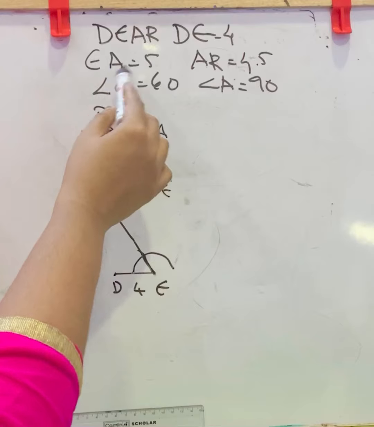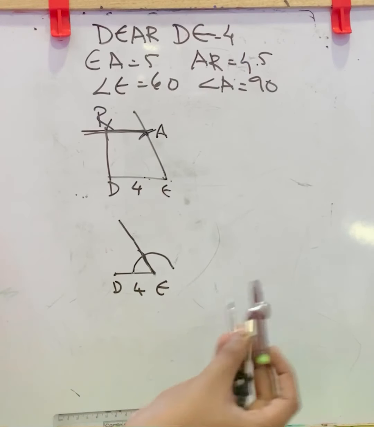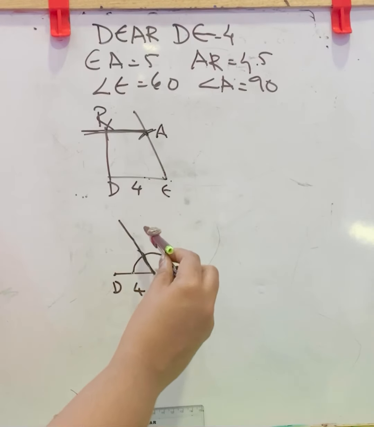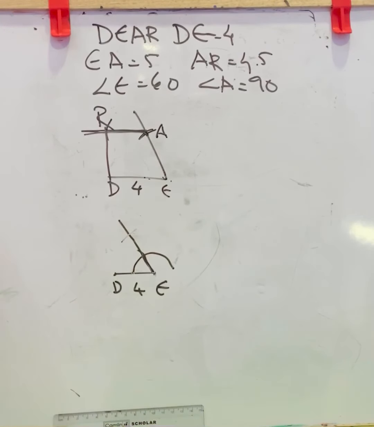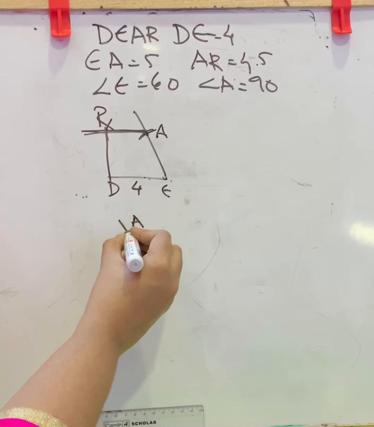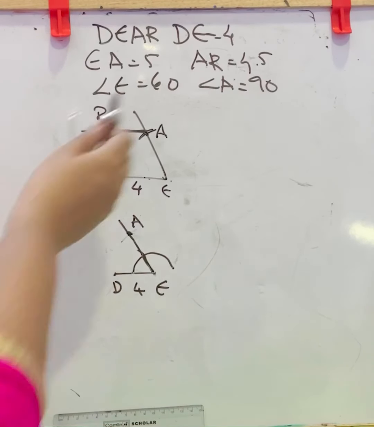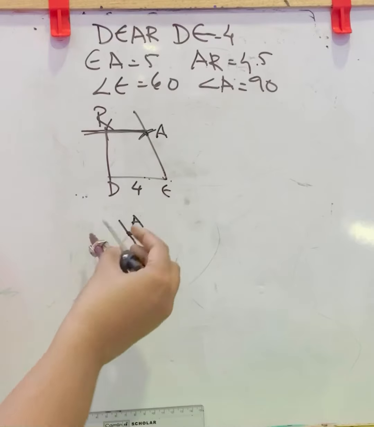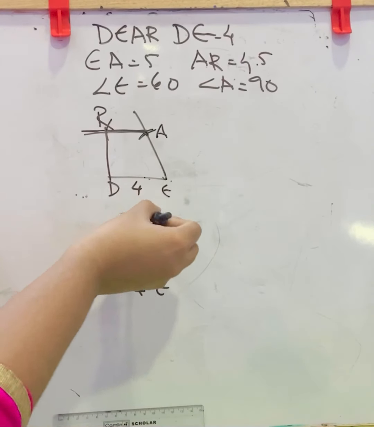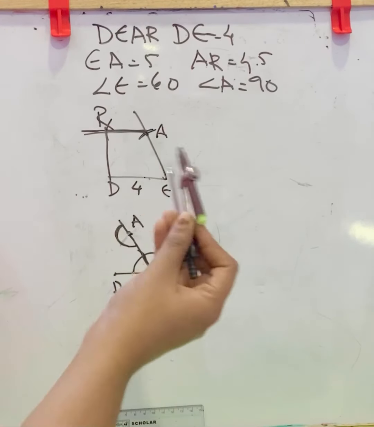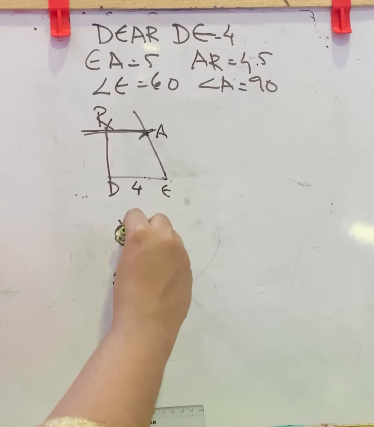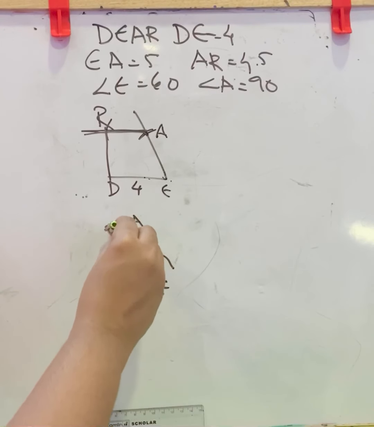Next is EA. EA is 5 centimeter. Take 5 centimeter radius. Now cut an arc on that line segment. This point is A. Next angle A is 90 degree. To construct an angle here on A, you will take a radius and draw an arc like this. With the same radius, cut from here and from here also.